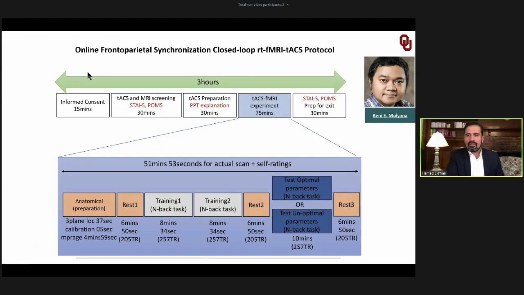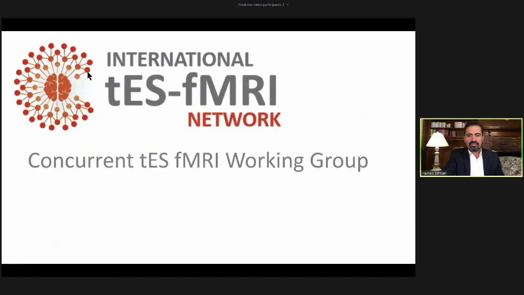Another brilliant PhD student, Benny from Oklahoma University, is doing his thesis project on that. We collected one subject right before the pandemic, so the center is shut down right now, but we are getting ready, probably in the next two to three weeks, to be back and run this experiment of closed loop resting state and transcranial electrical stimulation together. As I told you, there are some challenges in doing concurrent TES-fMRI, but there is also really great potential.